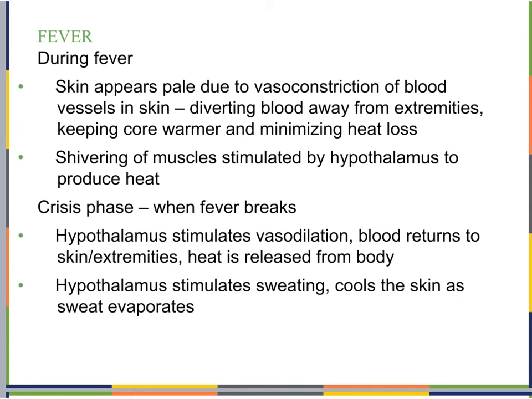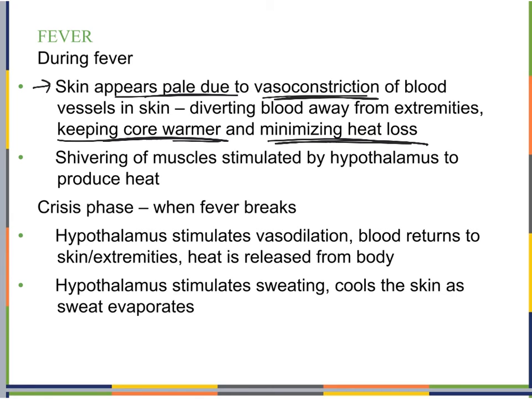All right, so during a fever, our skin appears pale. This is due to the vasoconstriction of the blood vessels in the skin. So within the skin itself, we're going to constrict those blood vessels, and then we're moving the blood away from the extremities, and that's because we're keeping our core warmer. And that's in order to minimize heat loss. So I mentioned earlier, constricting or dilating the blood vessels based on temperature. And this is an example of where we see that.